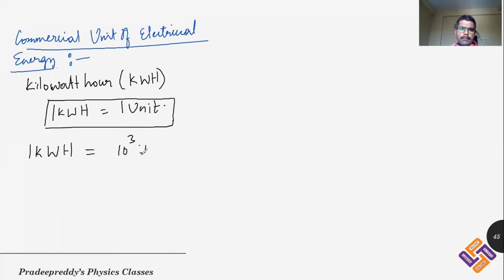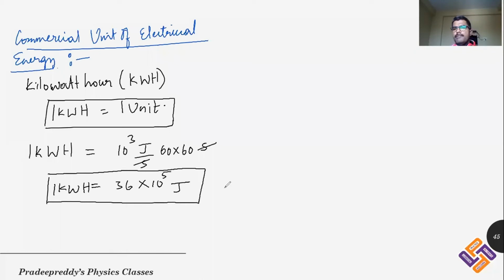What is joule per second? 1 watt is 1 joule per second. And 1 hour is 60 into 60 seconds. Second and second get cancelled. What are you left with? 6 into 6 is 36, into 10 power 3, and then 10 power 5 joule. So 1 kilowatt hour is equal to 36 into 10 power 5 joule.